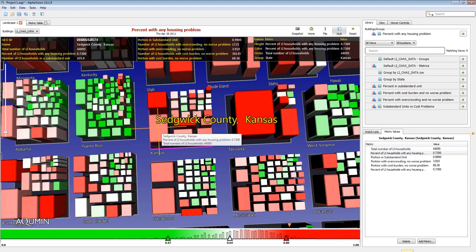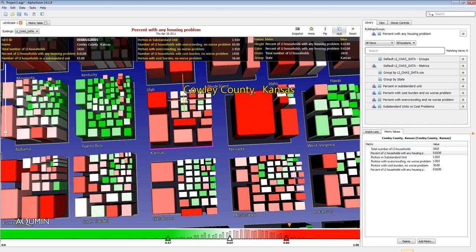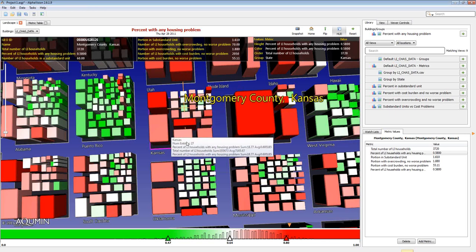So if we see a dark red building, like right here, Douglas County, we know right away that tells us that a larger proportion of low-income households is reporting some type of problem. And these greener or white, let's look at a white building here like Howley County, more average amount. And as we get darker and darker green, it's a lower and lower portion of problems being reported.